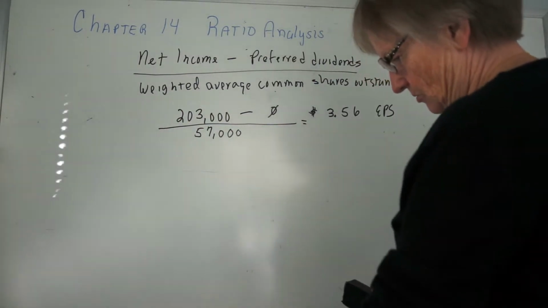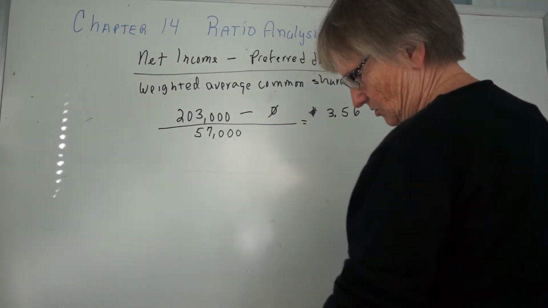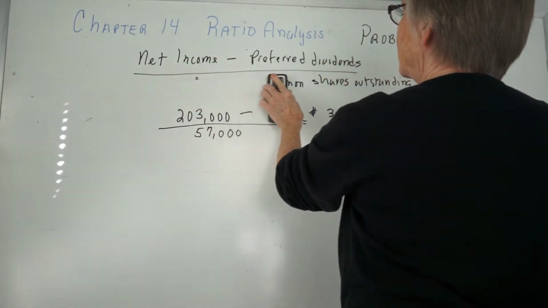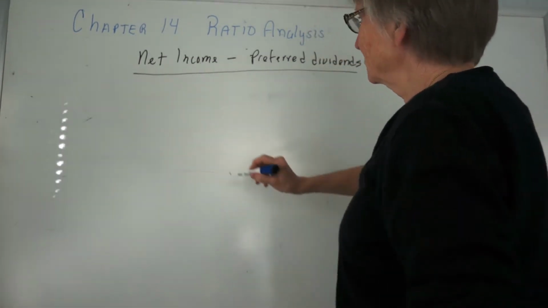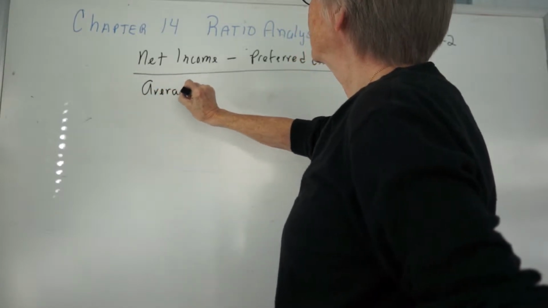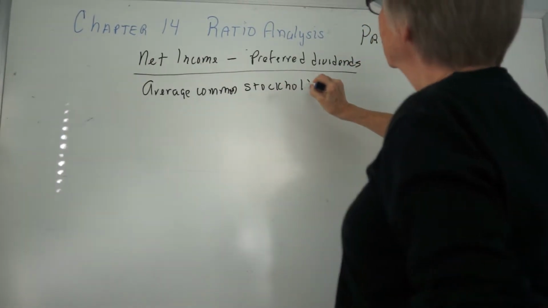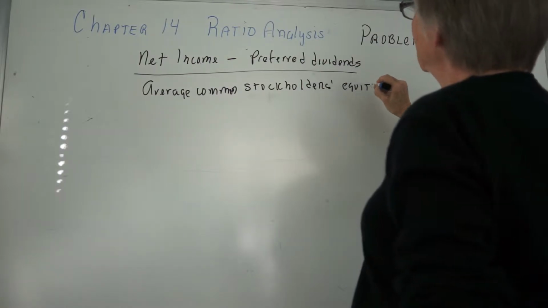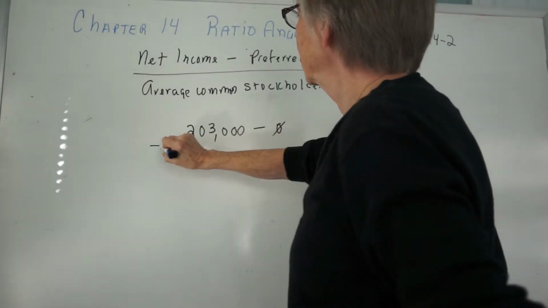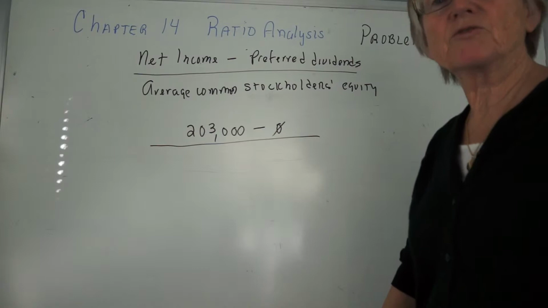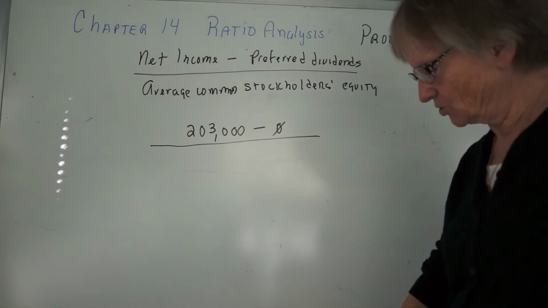The next thing they ask us to do is the return on common stockholders' equity. With this, we're also starting with our net income minus the preferred dividends. However, we're going to be dividing by the average common stockholders' equity. So we've got net income minus preferred dividends, that's the 203 minus 0. That part's done. Average stockholders' equity. When they ask for an average, what you're going to be doing is taking the beginning balance plus the ending balance and divide by 2.